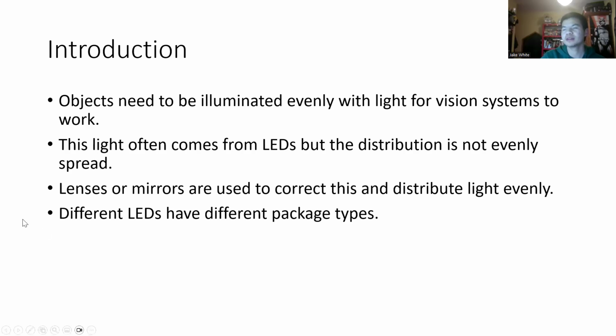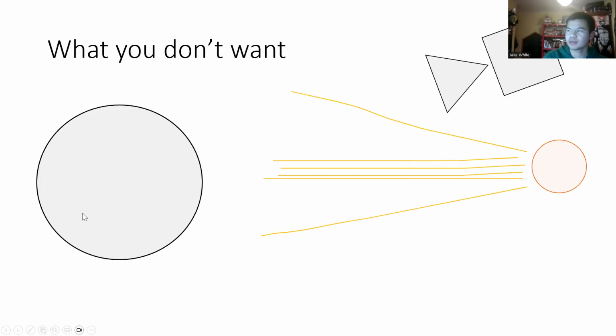Okay, lenses or mirrors can be used to correct this distribution of light. LEDs also come in different shapes and sizes depending on the manufacturer and the wavelength and other things that we talk about. So here's an example of what you don't want.